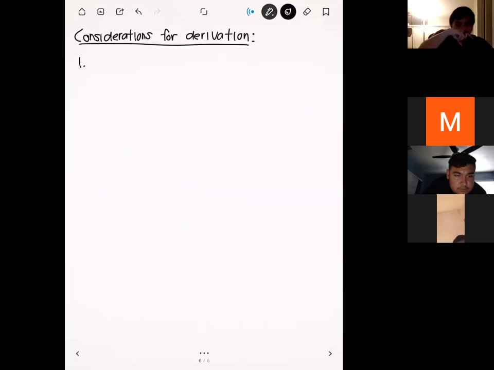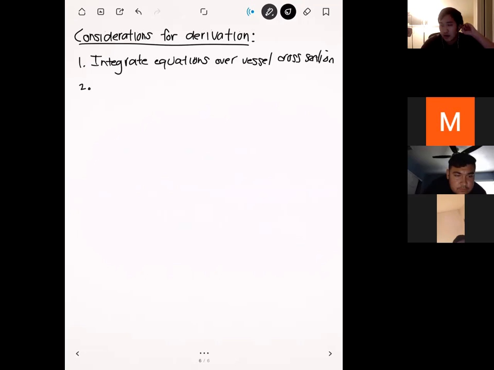And so the first thing that we're going to do is take these equations and integrate them over the vessel cross section. The reason we do that is mostly to obtain flow, right? Remember, the way that we obtain flow is that we integrate the velocity across the cross section, and that gives us flow, right? That's the primary reason we do that. But what we'll see is that that's going to give us a lot of other things as well, right?